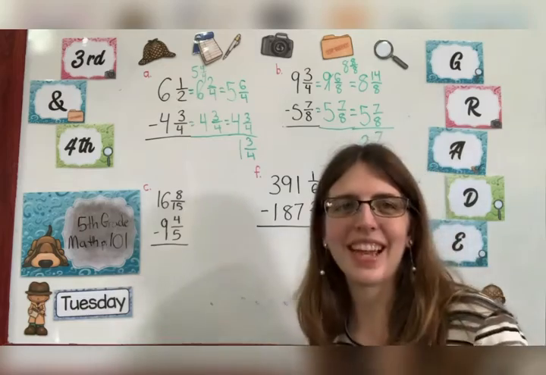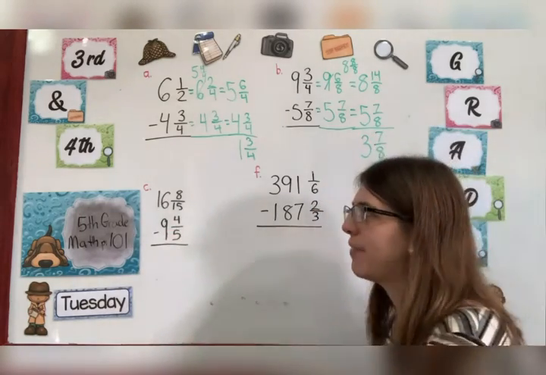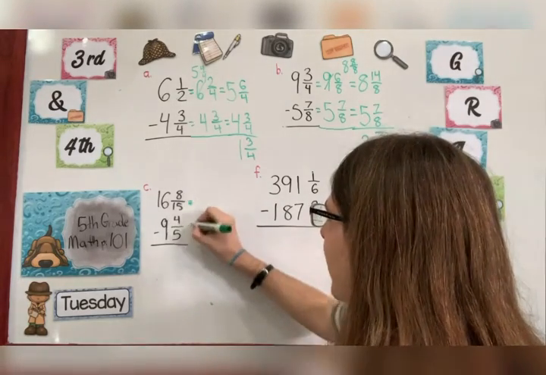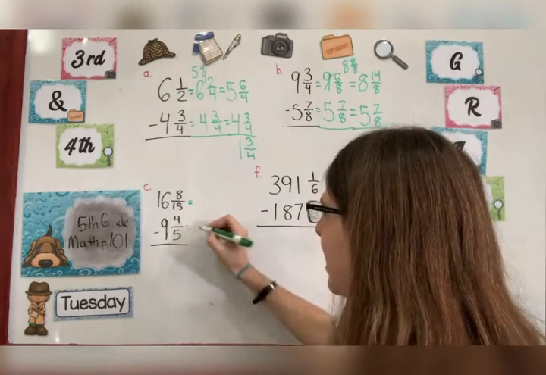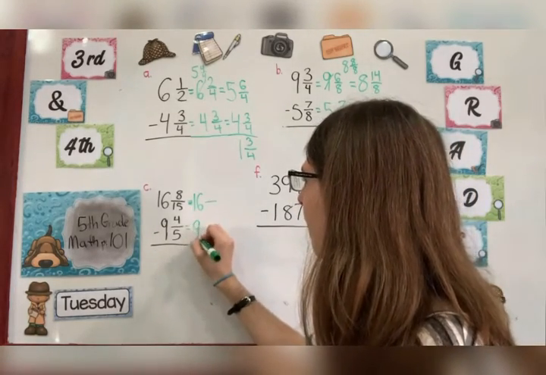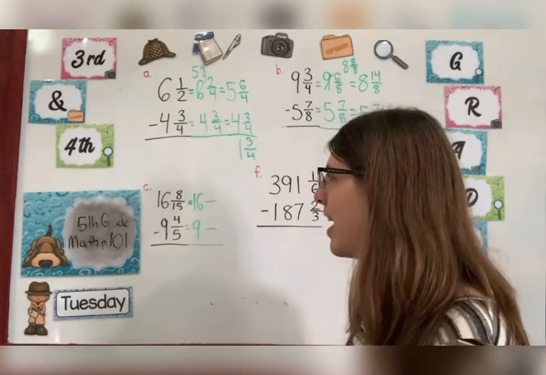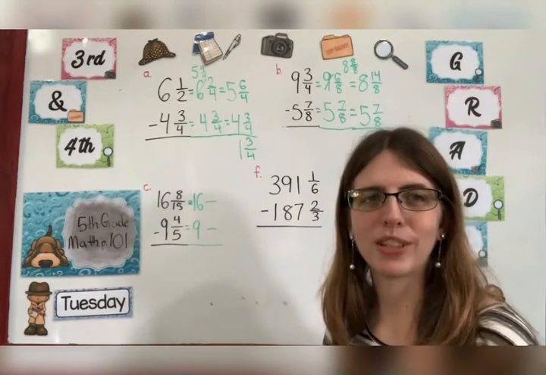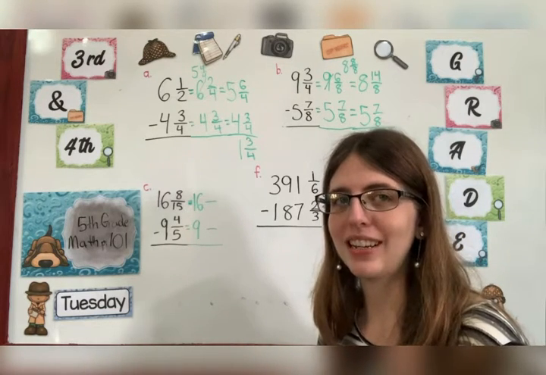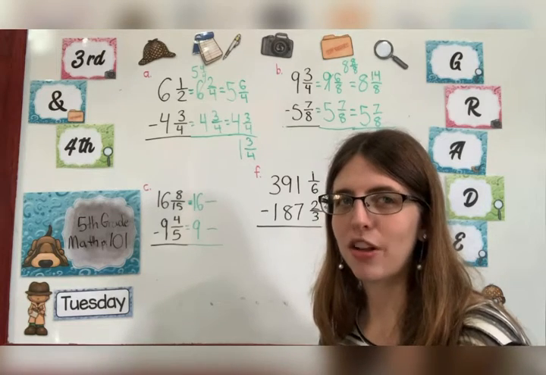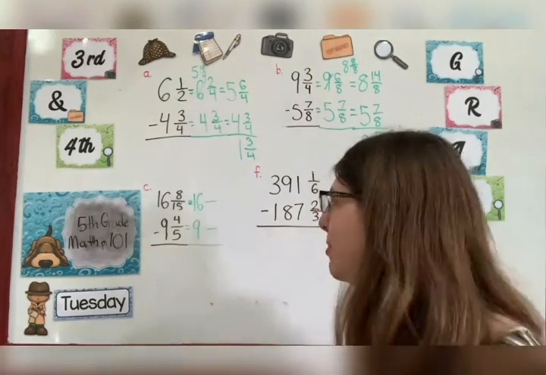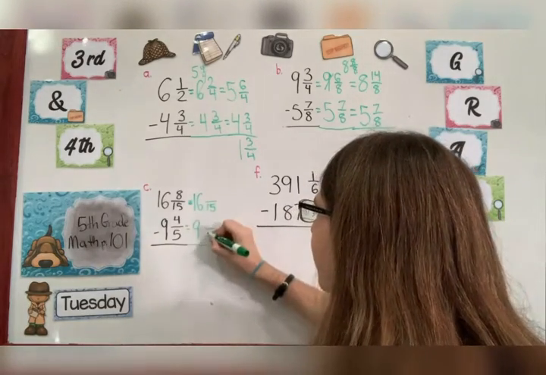All right, let's try C together. 16 and 8/15 minus 9 and 4/5. First things first, let's change our fractions so they have the same denominator. So I'll bring over my 16 and then my 9. What's the least common multiple of 15 and 5? Well, the lowest multiple of 15 is 15. Is 15 also a multiple of 5? Yes, it is. So that's the smallest multiple. So that would be our new denominator.